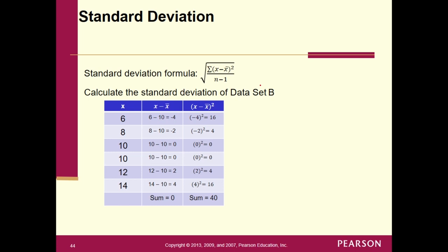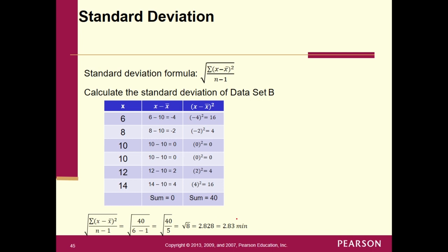But now we have to do the denominator, right? So let's see, the denominator is n minus 1. Here, n, remember what n was. N is 6. So we have 40 divided by 6 minus 1. Okay, so we got 40 divided by 5. That's the square root of 8. Okay, and so I got here 2.